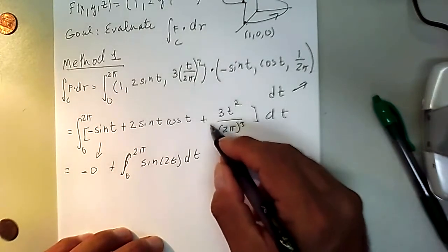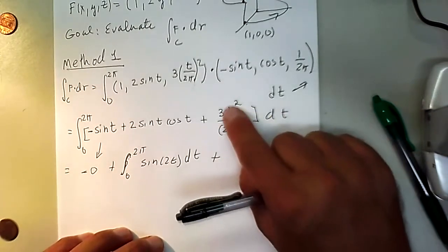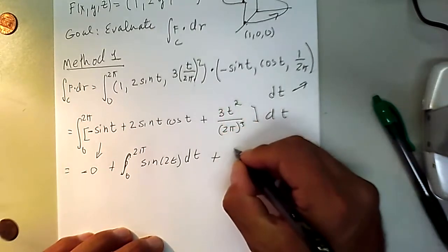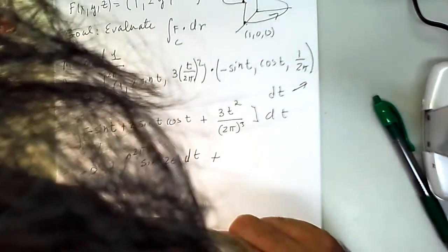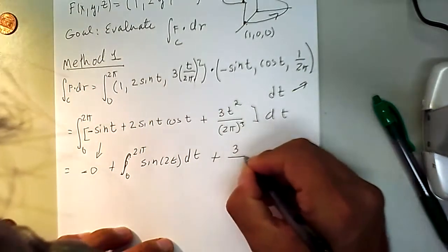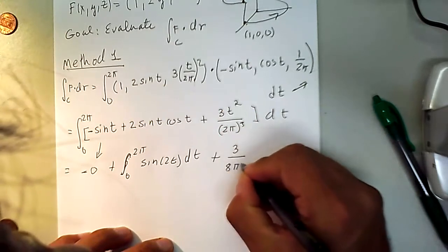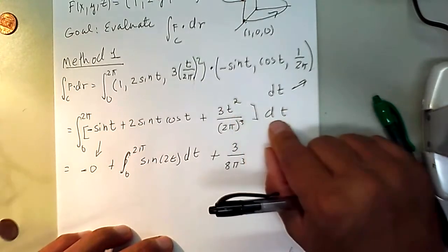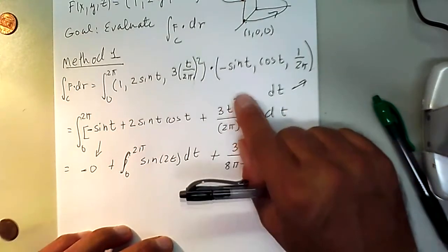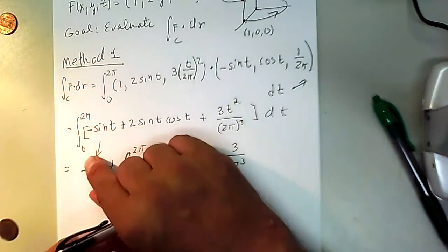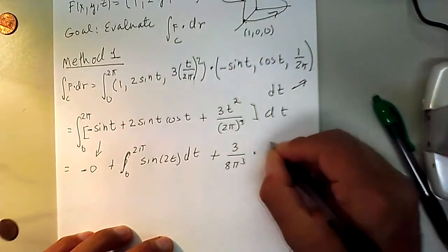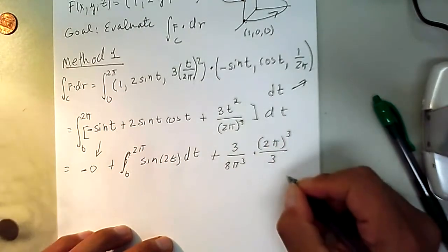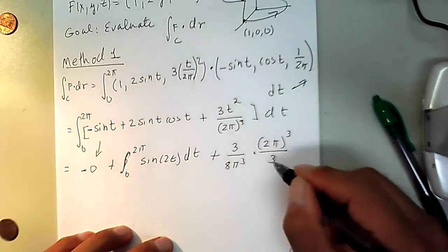Here, we can factor out the constants. So we have 3 over 8 pi cubed. Yep, 3 over 8 pi cubed. And then we have t squared, which we're going to integrate with respect to t. So that is going to be t cubed over 3. And we're going to plug in 2 pi and 0. So times 2 pi cubed over 3. Oh, that's interesting. That's going to be 1.